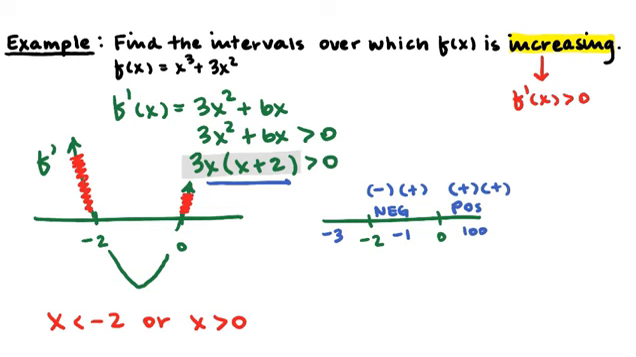Then on the far left, I'll take negative 3. 3 times negative 3 is negative 9. Times negative 3 plus 2 is negative 1. That's negative times negative, which is positive. So notice how we're getting the same thing regardless of if we use the sign chart or if we sketch a graph. Okay, I'm interested in where this thing is positive because I want to know where it's increasing. What about negative 1?